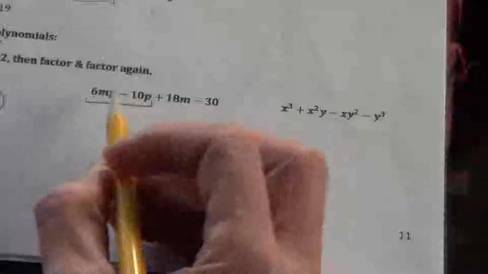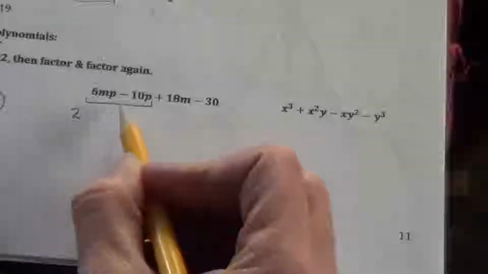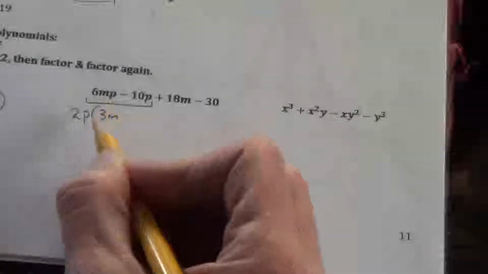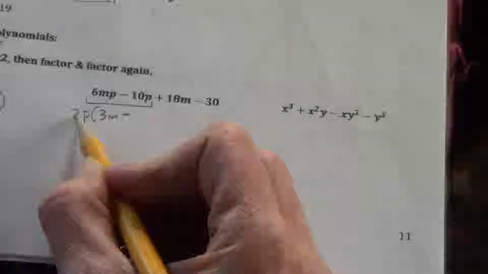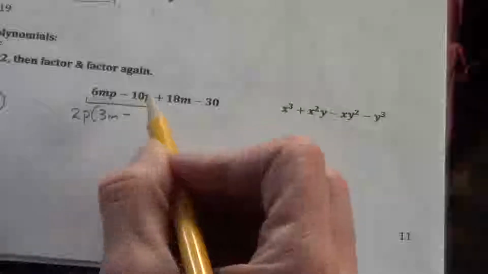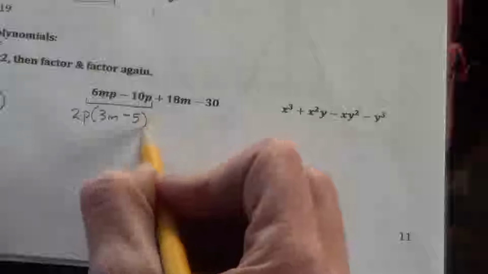We underline the first 2. 2 would go into both 6 and 10, so we pull a 2 out front. You want to always get as much as you can out of them. They don't both have m's, so we can't pull an m out, but they do have p's, so we'll pull a p out. So that leaves us with 3m. 2 times 3 is 6. M times p is mp. Minus 2 goes into 10 5 times. 5 times 2p is 10p.